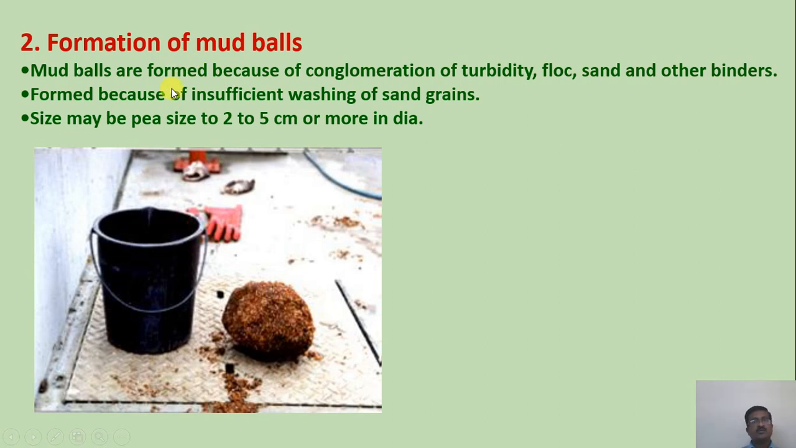Formation of mud balls. Mud balls are formed because of the conglomeration of turbidity, floc, sand and other binders, formed because of insufficient washing of the sand grains. Size may range from pea size to 2.5 centimeters, or 2 to 5 centimeters or more in diameter. So you can observe this particular combination of the mud balls.